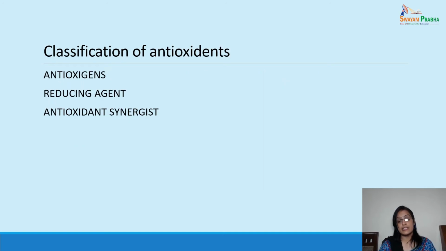Now we will classify antioxidants here: antioxidants, reducing agents, and antioxidant synergists. This is the classification of antioxidants. Antioxidants can be true antioxidants, reducing agents are also antioxidants, and antioxidant synergists. So we'll see them.